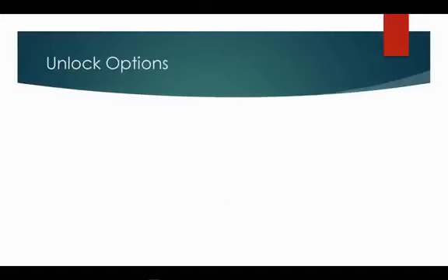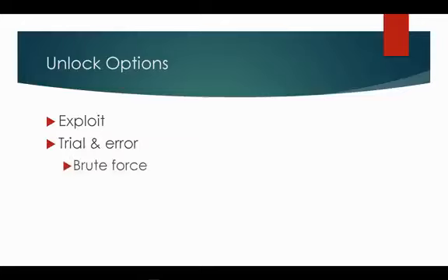Now let's continue with the possibilities of how to unlock such a protected smartphone. There are a few. The first one, using an exploit, an exploit that bypasses lock screen protection or escalates privileges to root. Then using trial and error, which could be automated into a brute force. And the last one, if you don't care about the data, you can factory reset from recovery.